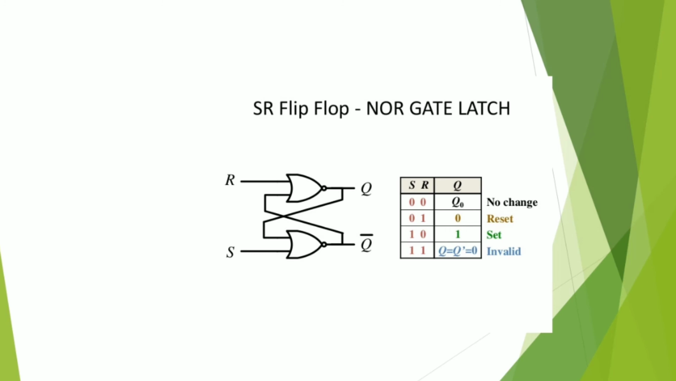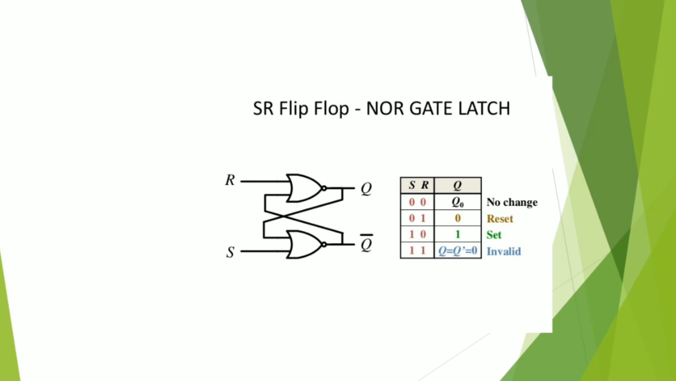Firstly we'll go for the SR flip-flop. Here we are considering the example using NOR gates. There are two inputs, S and R. S stands for set, R stands for reset. If both the inputs are 0, 0, then there is no change in the output. We are considering only one variable Q, and the other, Q bar, is its complement. So this is the truth table for the SR flip-flop.